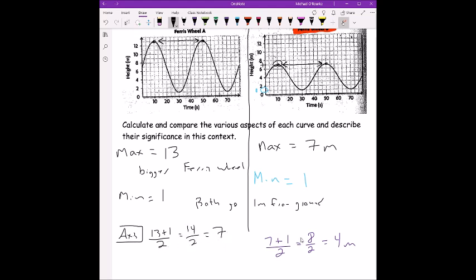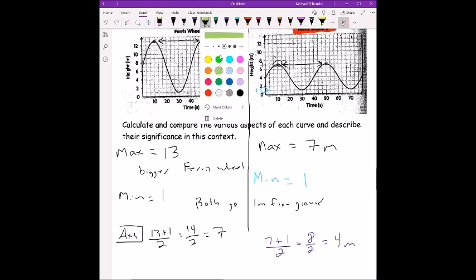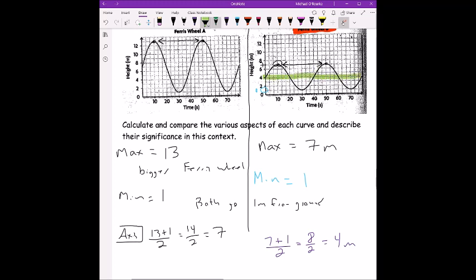Good. So that would mean the middle of our Ferris wheel is located at these heights. My middle of my Ferris wheel is at what number? 4? Right? So my middle goes across there, while your middle goes across here. Perfect. And then what about the amplitude?